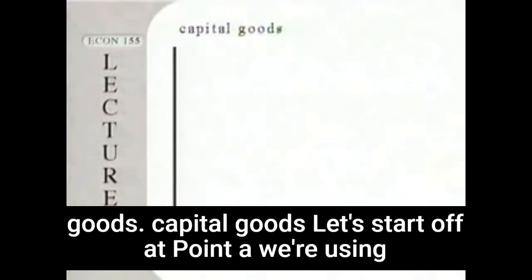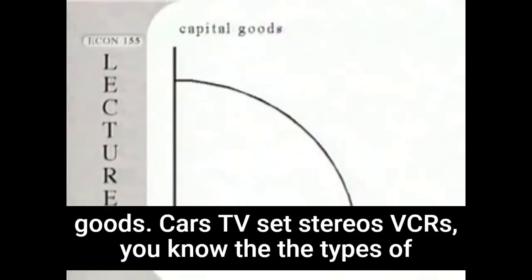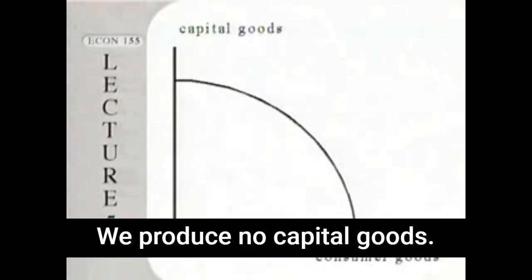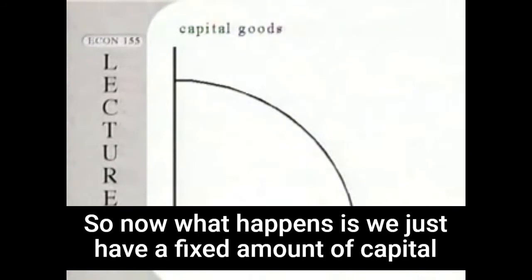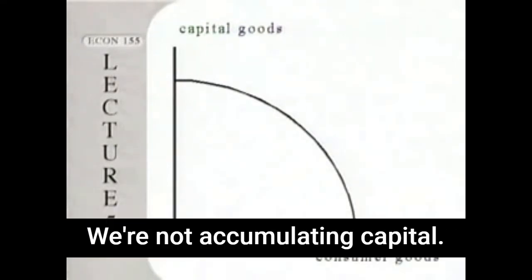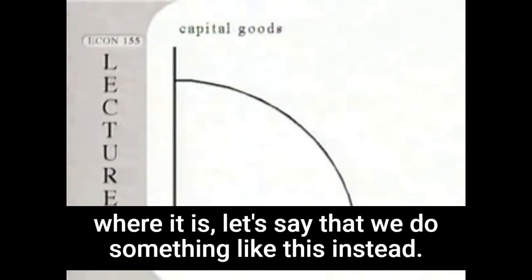Let's start off at point A. We're using our entire economy, all of the resources, to produce only consumer goods. Cars, TV sets, stereos, VCRs, you know the types of things I'm talking about. We use everything to produce consumer goods. We produce no capital goods. So now what happens is we just have a fixed amount of capital. It's however much capital we had on hand at the beginning of the year, that's what we have at the end of the year. We're not accumulating capital. And so this production possibilities frontier stays right where it is.